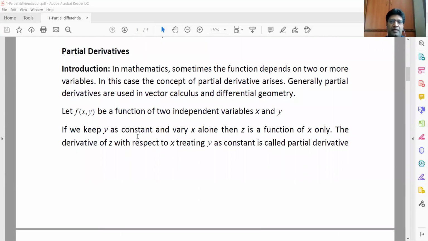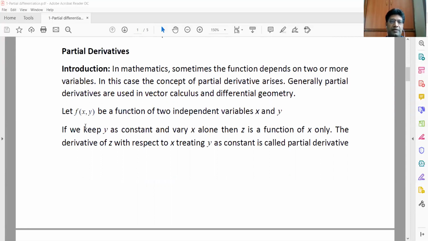So in mathematics, sometimes the function depends on two or more variables. In this case, the concept of partial derivative arises. Generally, partial derivatives are used in vector calculus and differential geometry. Let f of x, y be a function of two independent variables x and y. So if you keep y as constant and vary x alone, then z becomes a function of x only.